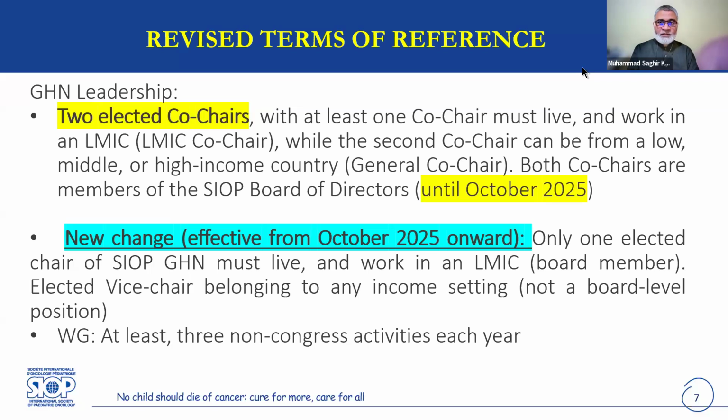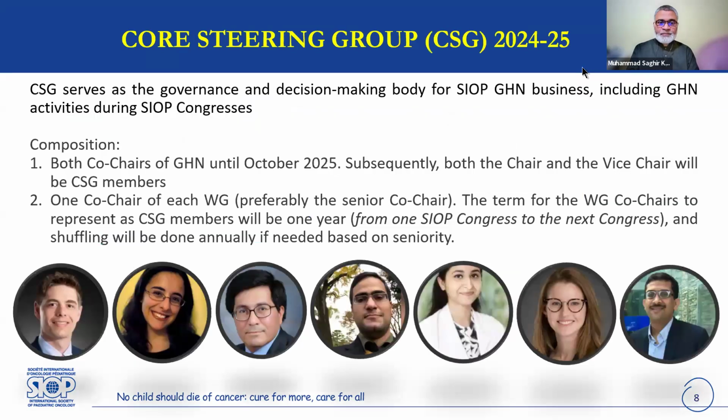This is part of the revised terms of reference, and it's already implemented. Also, although it's not yet formally functional, we formed the core steering group for 2024-2025, which includes both co-chairs until October 2025. Subsequently, both the chair and the vice chair will be CSG members, and then one co-chair of each working group, preferably the senior co-chair, will be part of the CSG, the core steering group of SIOP GHN. This is basically the governing body, and day-to-day activities are managed by this CSG. So we have 7 representatives from the working groups, along with Federico and me, as part of the CSG.